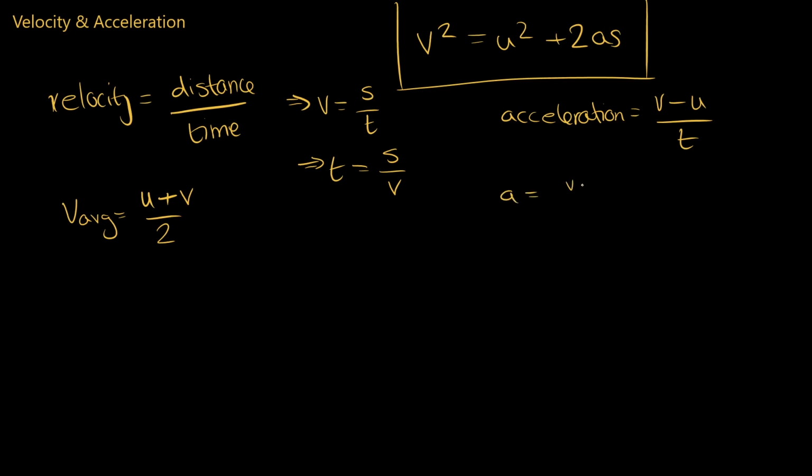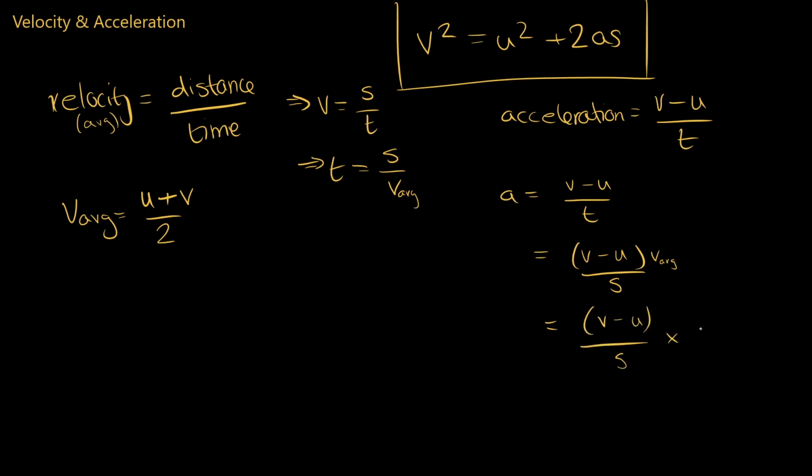So I will say, let's do it here. a is equal to v minus u over t. Then we can say that it's the same as saying v minus u over s over v there. Now remember, I said earlier on that this v here, because we've substituted this in, can be referred to as the average. So we can substitute this into here. Now that gives us v minus u over s multiplied by u add v over 2.